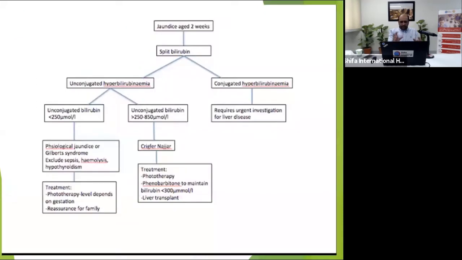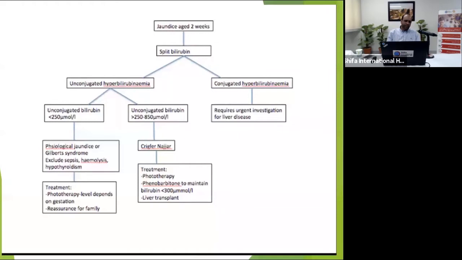So let me quickly summarize again, up to this point, what we have done. For jaundice in babies less than 2 weeks old, we will see the split of the bilirubin, whether it is unconjugated or conjugated. Conjugated, we will discuss. Unconjugated, what we did: if it is in a lesser proportion, we consider it could be physiological jaundice. However, we have to exclude hemolysis causes, sepsis, or the endocrine cause. And then we will treat accordingly.